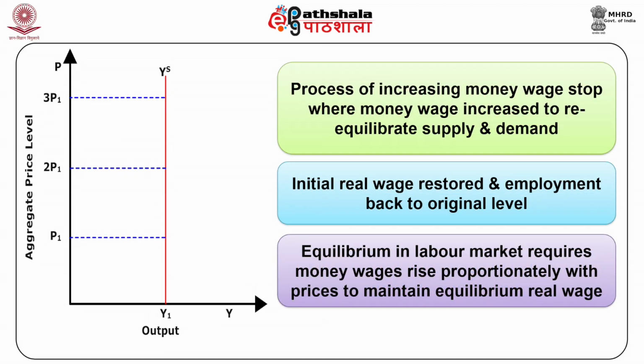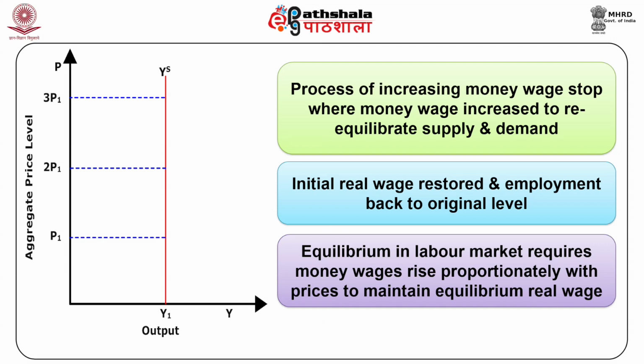This process of increasing money wage will stop at a point where money wage has increased in equal proportion to prices to re-equilibrate supply and demand in the labor market. Thus, money wage will increase to 2W1. At this point, the initial real wage is restored and employment is back to its original level. Consequently, output supplied is equal to Y1.